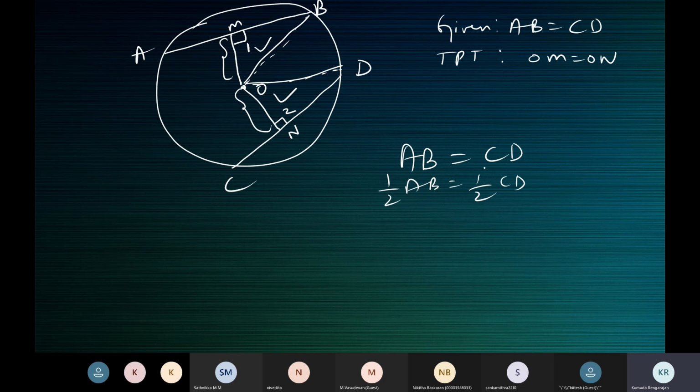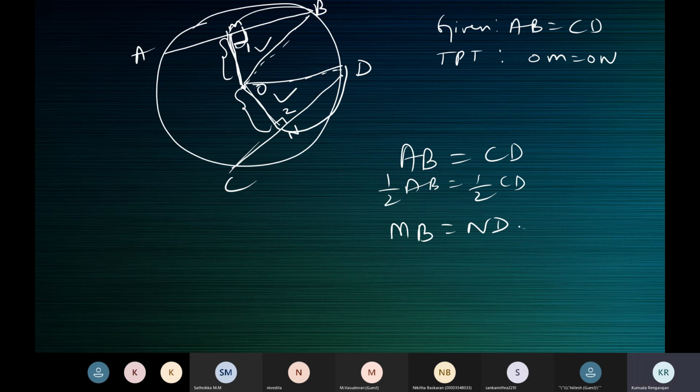And half of AB is MB, because we know that the perpendicular from the center to the chord bisects the chord. Since OM is perpendicular to AB, it bisects AB. So half of AB is MB. Similarly, ON is perpendicular to CD, so it bisects CD. Half of CD is ND. MB is equal to ND.